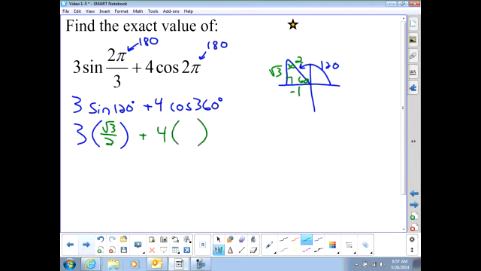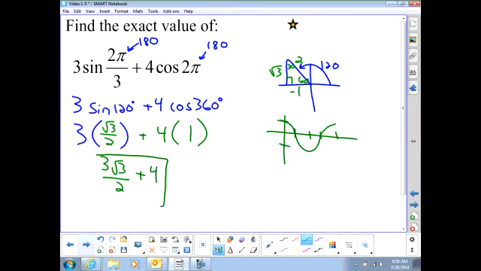Now cos of 360, we can use our curve. Cosine starts up at 1 and gets back up to 1 at 360. So cos of 360 will just be 1. 3 times square root of 3 over 2 will just give us 3 square root of 3 over 2. And then we'll have plus 4. And it's perfectly fine to leave your answer just like that. Okay, that's an exact value because we still have our radical in there.